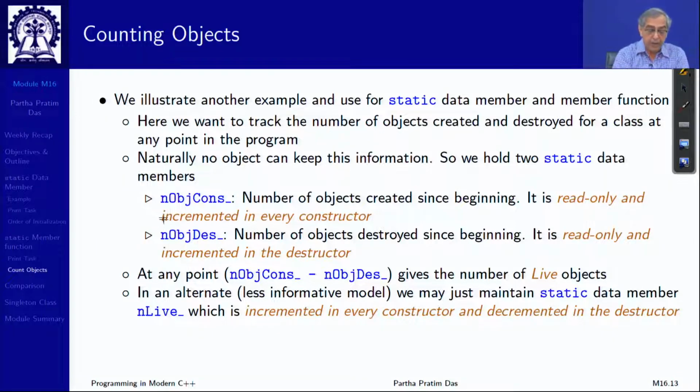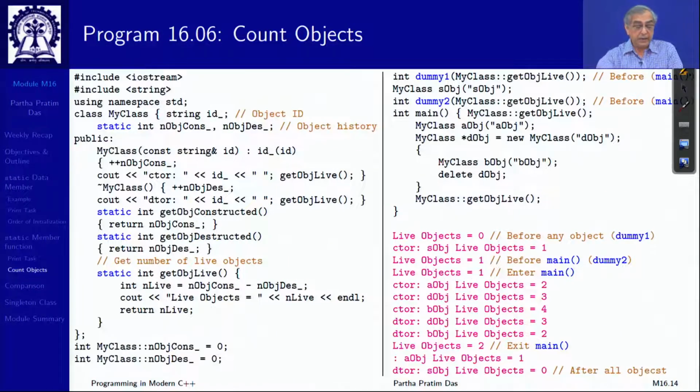It could be very simple. I assume that there is an n obj cons which is incremented every time an object is constructed, and there is an n obj des which is decremented every time an object is destructed. At any point of time, if you take their difference, you will get the number of objects that are live. In a simpler model, you can just make one single static data member n live, increment it in the constructor, and decrement it in the destructor, but by doing this you will have a more informative model here. So, its example is very easy to see.